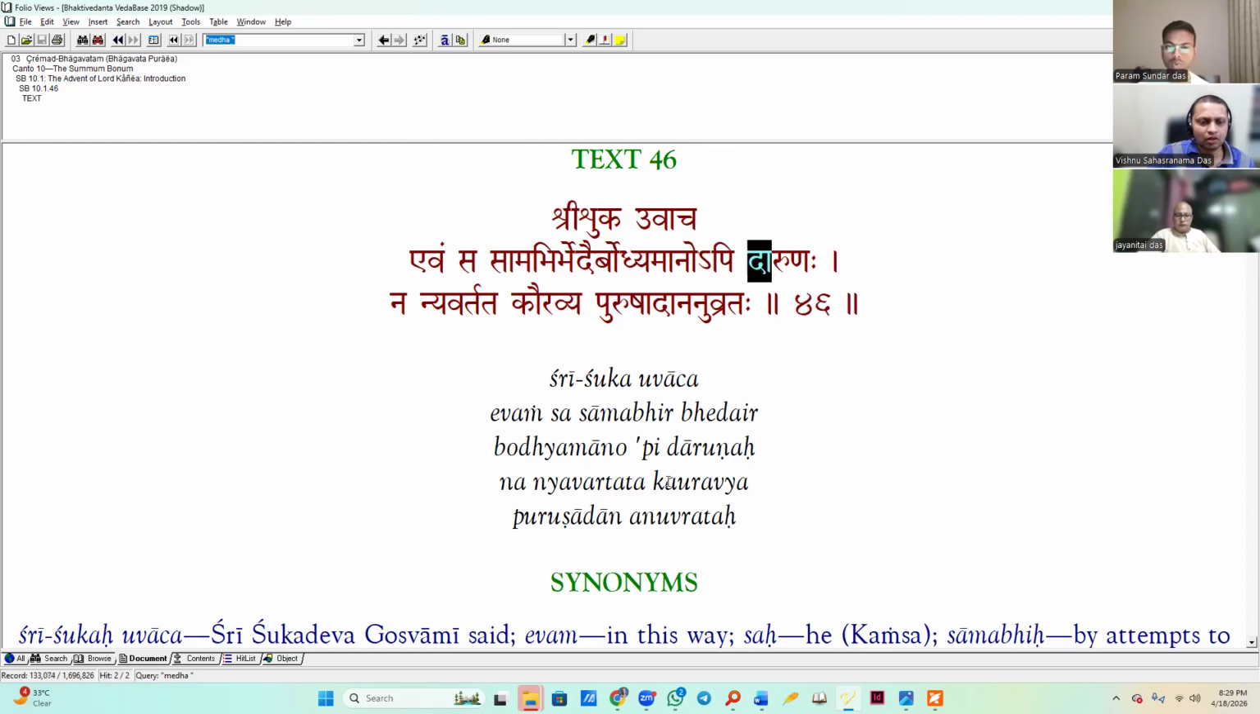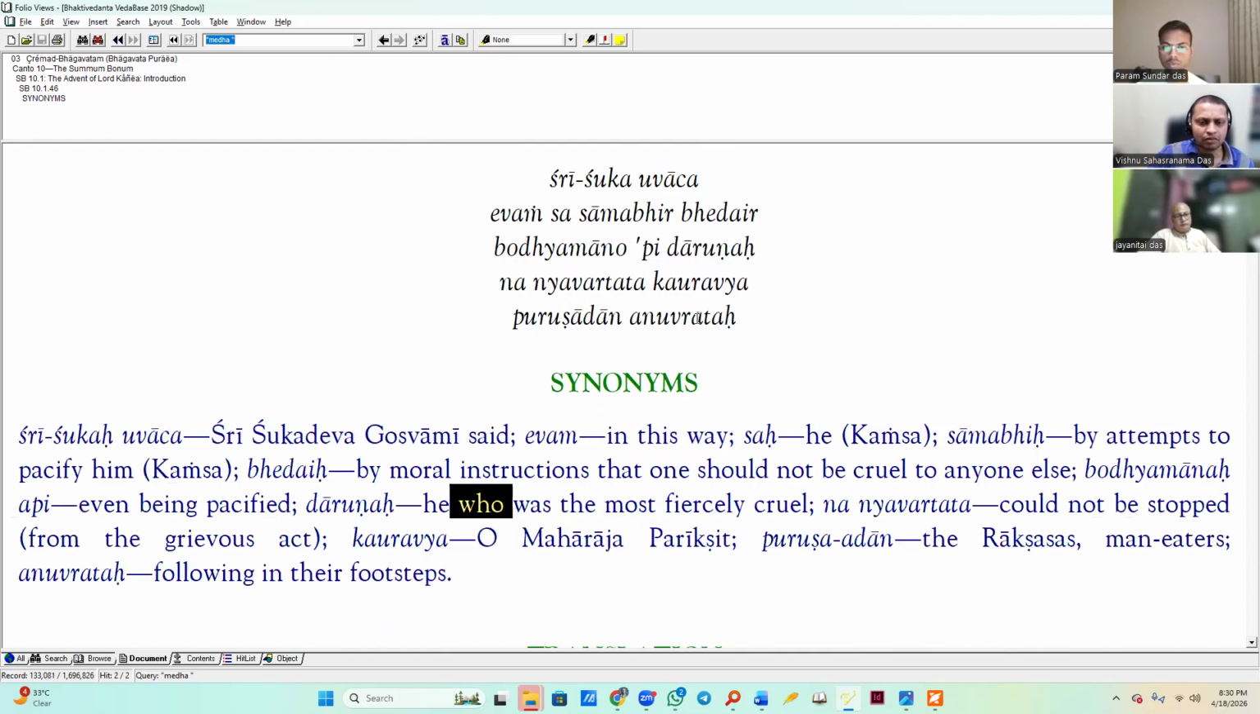So Kansa is Daruna, he who was the most fiercely cruel, and he is Purushadan Anuvrata, one who follows the Purushada. Purushada means Purusha, those who eat Purushas, the man eaters. Purusham Attiti Purushada. So he was the follower of the man eaters, basically.